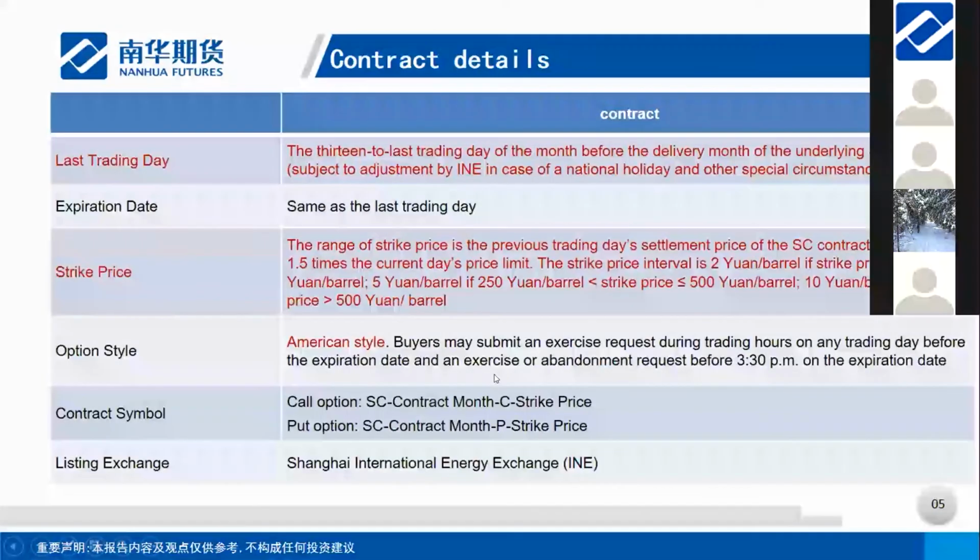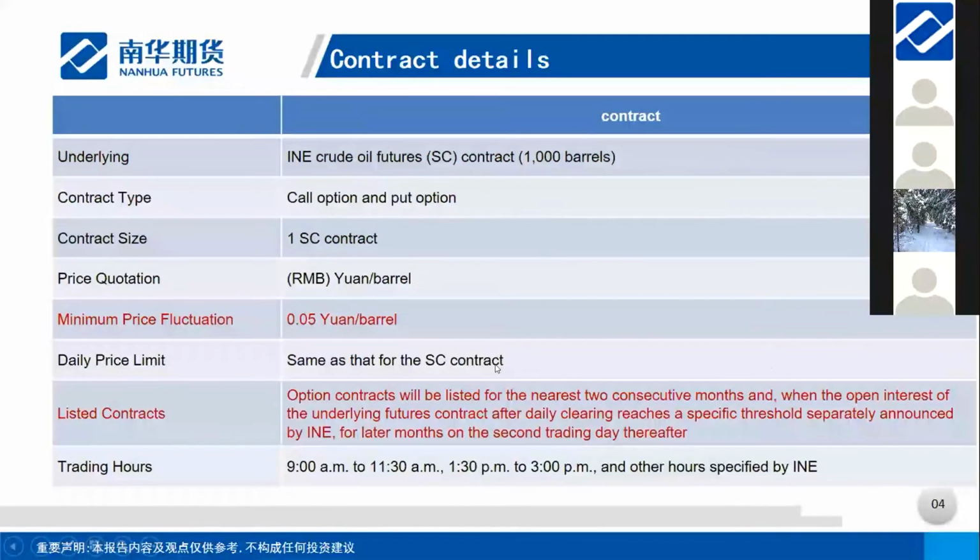So let's just go back to the contract. The trading hours are from 9 a.m. to 11:30 a.m. in the morning, and from 1:30 p.m. to 3 p.m. in the afternoon, and other hours specified by the INE.